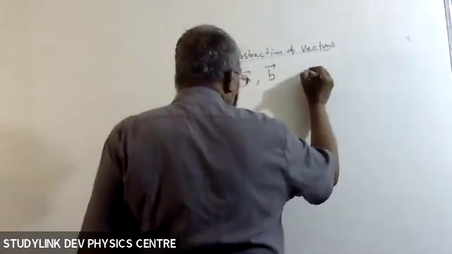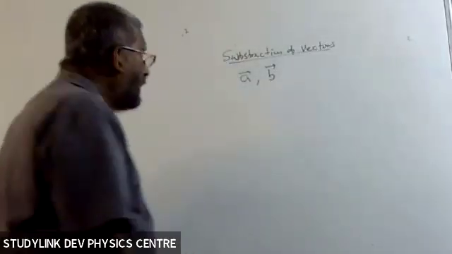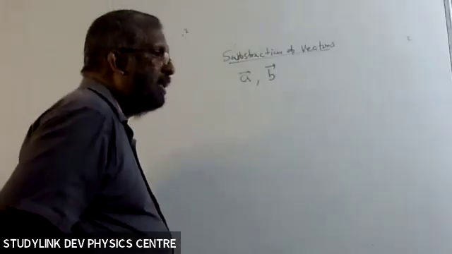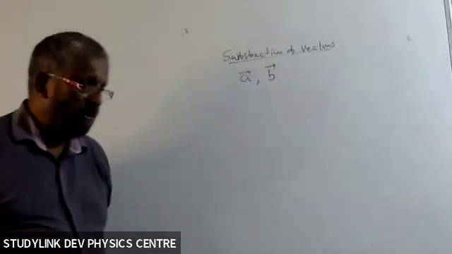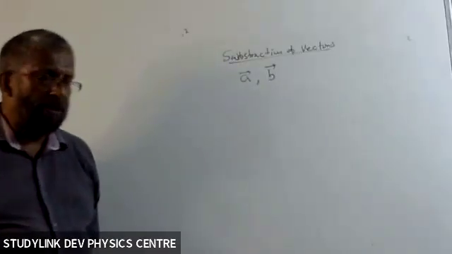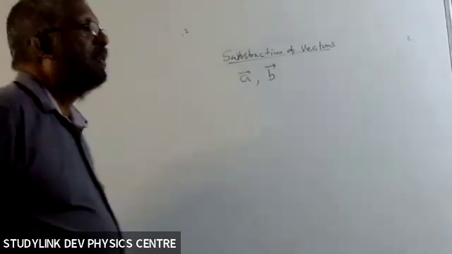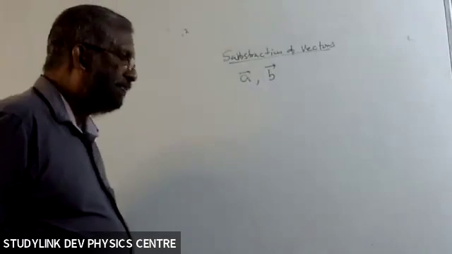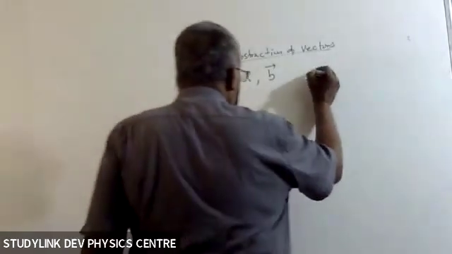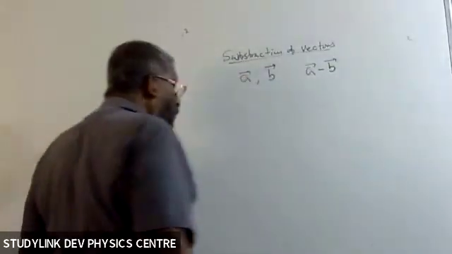Then we want to find, right? Consider simply that A and B are two vectors, and the vector B must be subtracted from A.